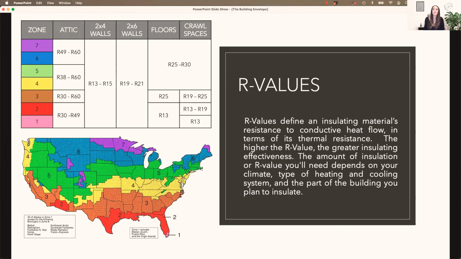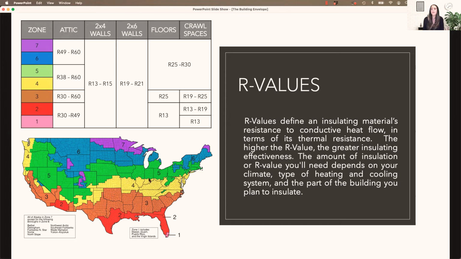So this area over here is going to give you an idea of the different zones. They're broken up into 7 different zones. And then R values, which are the target R values for each type of framing. So attics would have a higher R value than, say, wall partitions, which would be either 2x4 walls or 2x6 walls. And then we have floors and crawl spaces.